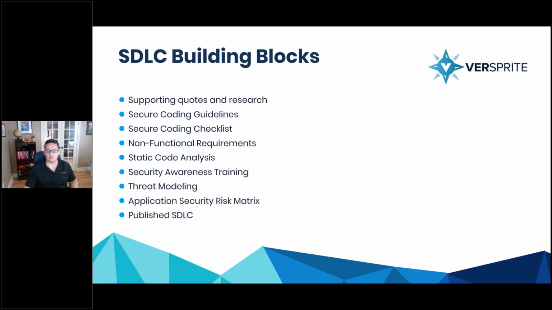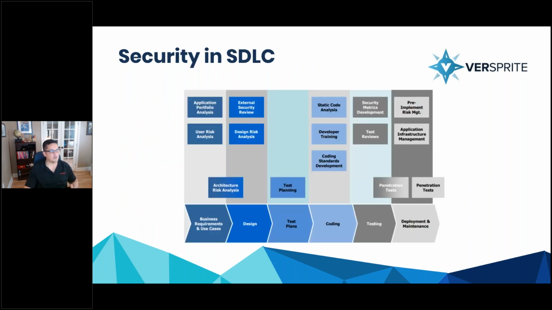So let's talk about some building blocks for an application security program. There's a couple things. Guidelines, checklists, defining security requirements, static code analysis, awareness training, threat modeling, some sort of risk reporting mechanism around your application or series of applications, which honestly can come from a risk register, and then obviously having a published SDLC. These are some core building blocks that you can have when you're building an application security program.